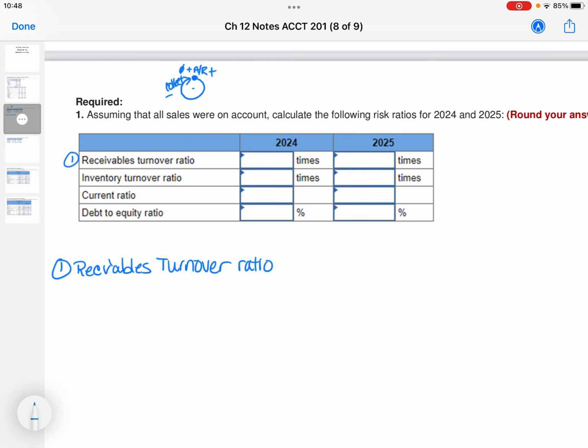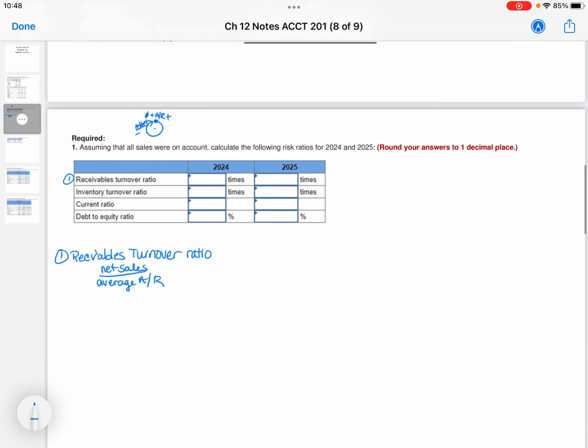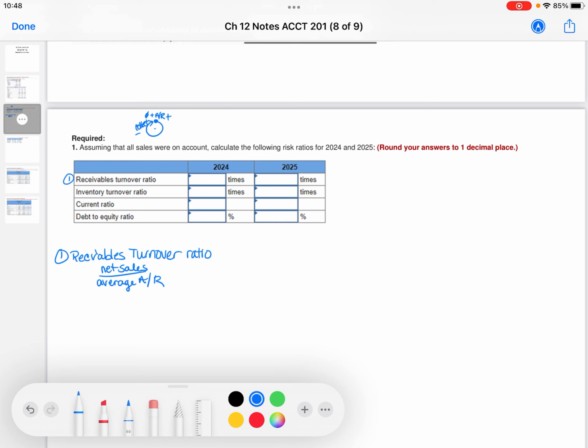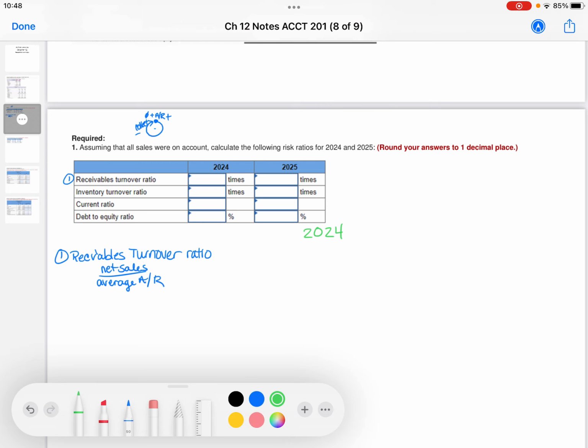So the receivables turnover ratio is taking net sales and dividing it by average accounts receivable, and I'm going to abbreviate accounts receivable there. We're going to have 2 years that we're going to keep track of this. We'll do year 1, or the first year, 2024. It's the prior year. And then we'll do 2025.